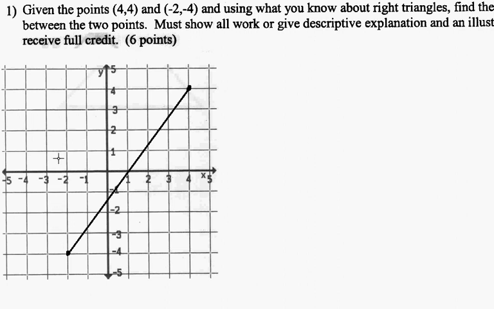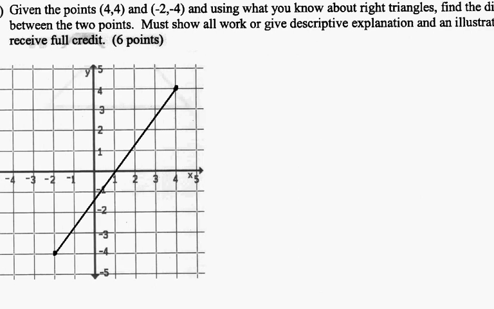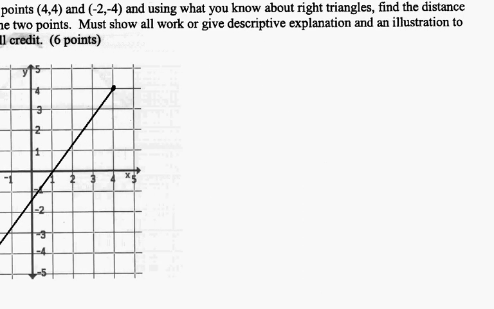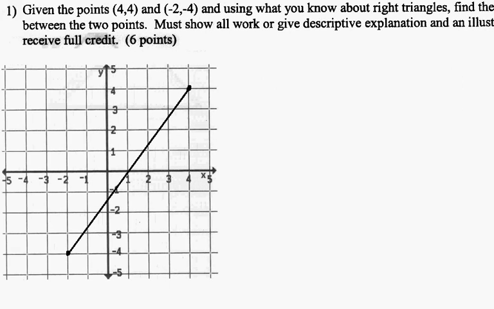Okay. I think what we need to do, the instructions also tell you, find the distance between 2 points, must show all work or give descriptive explanation and an illustration to receive full credit. So here's what you do. You're going to create a right triangle. Now you can either do a right triangle going like this, or you could do a right triangle going up and then like so. Actually, you're going to get the same answer doing either way, but you want to create a right triangle with the distance between the 2 points being the hypotenuse. So let's take the red one.